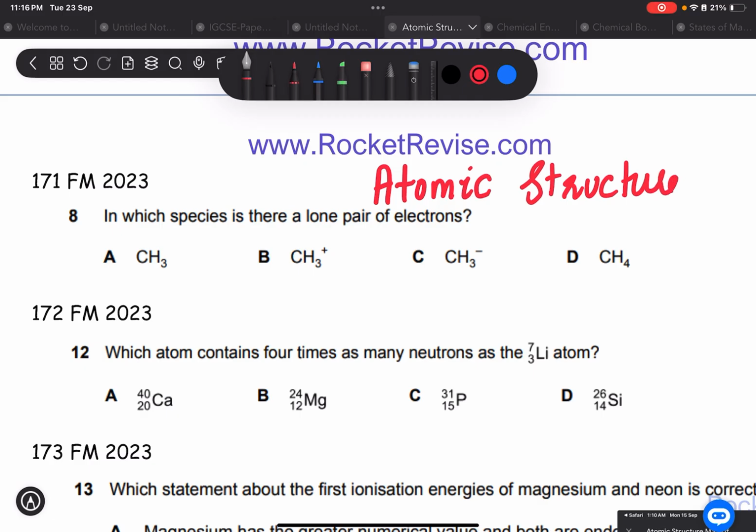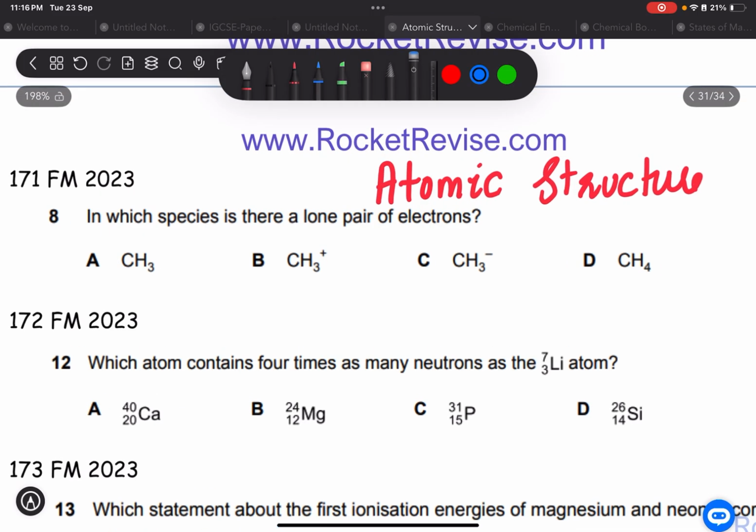They're really tricky, because when you jump from O levels or IGCSE to A levels, it's difficult to cope up, but we're going to do all types of questions and I'm going to explain all the tactics and tricks, how to figure out the configurations from the periodic table and everything.